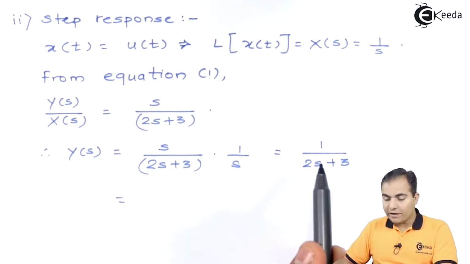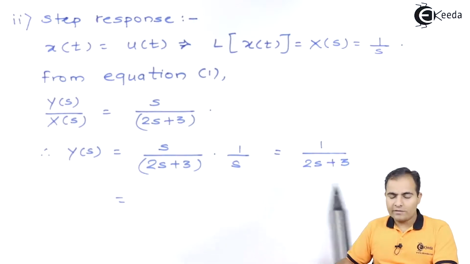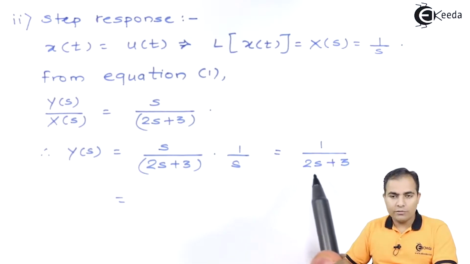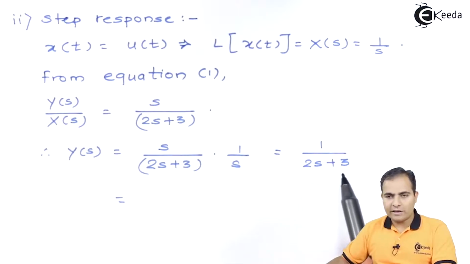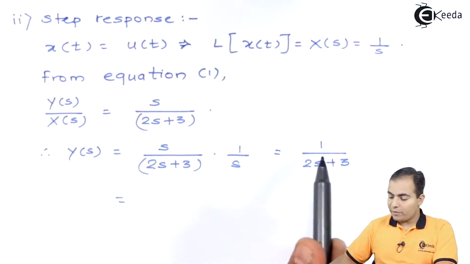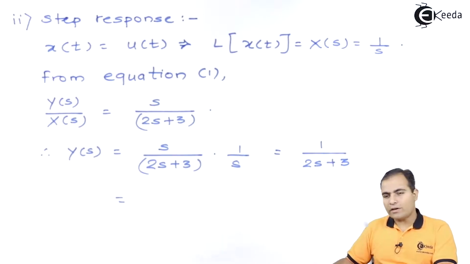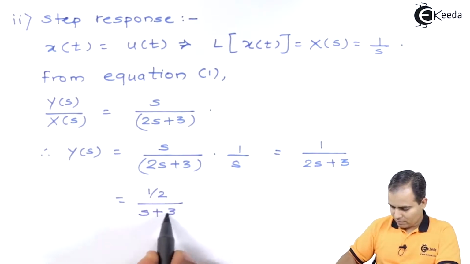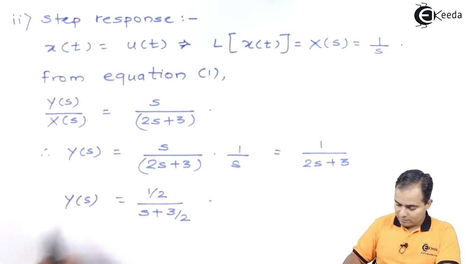If you divide numerator and denominator by 2, then every term in the denominator is divided by 2. If you divide 2s by 2, the 2 gets cancelled and only s remains, whereas 3 is divided by 2, so the answer is 3 by 2. In the numerator we have 1 only, so it becomes 1 by 2, or you can write 0.5 also. This is nothing but your Y(s).